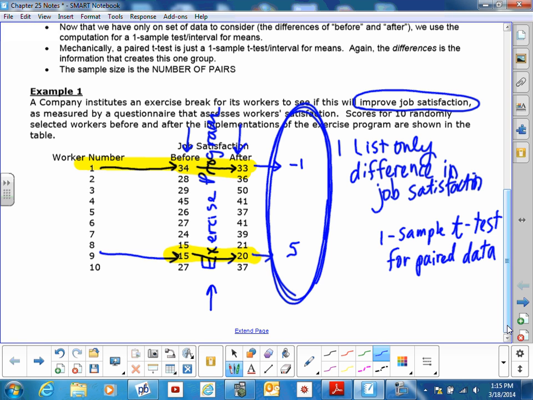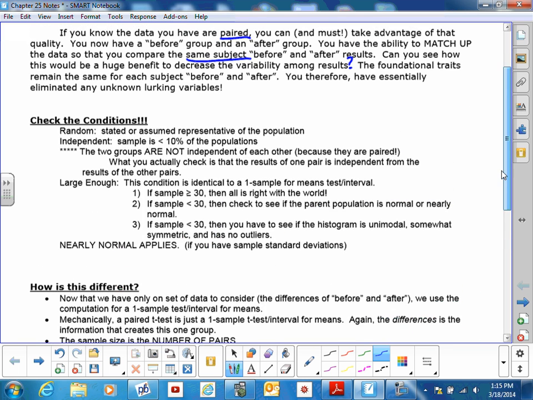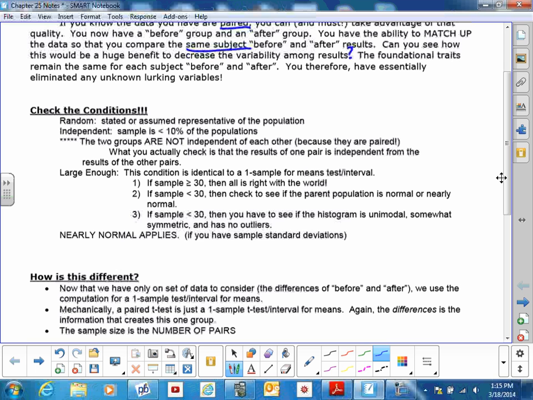So we do our conditions then as if we are only doing conditions for this one group here, okay? So here we go. Let's look at the assumptions and the conditions. Random would be stated or assumed that group, that difference, is representative of the population. That group of workers, there's one group of workers, 10 workers that we have. So the sample of those 10 workers is less than 10% of the population.